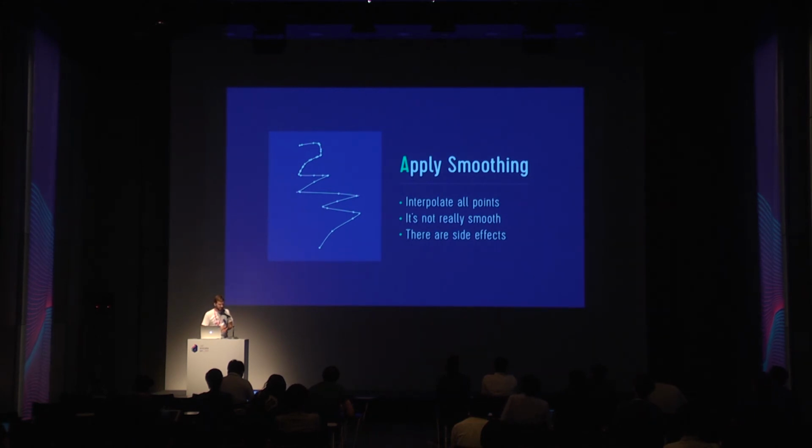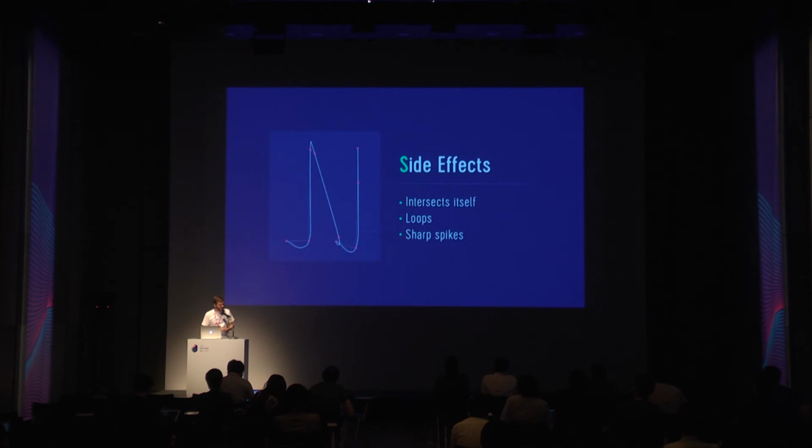So let's have a look at these side effects. This is a bigger picture. So we can see we have the paths intersecting itself. We have loops, and we have sharp spikes, something we don't want to have in a smooth path, right?